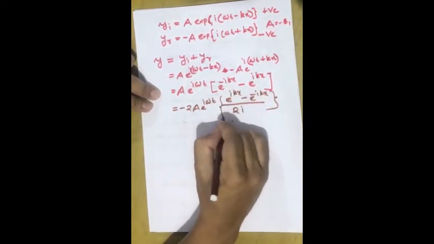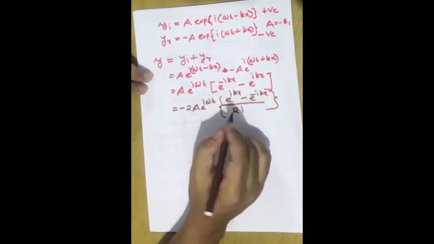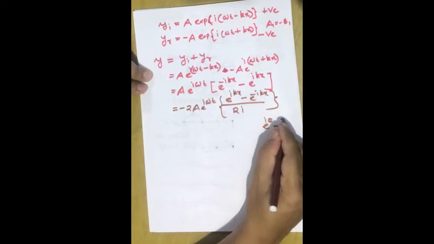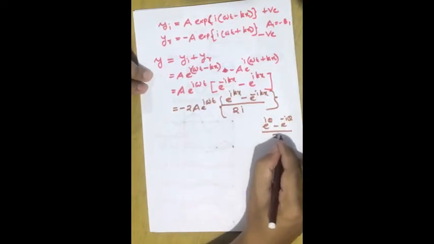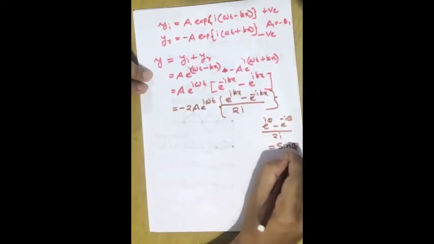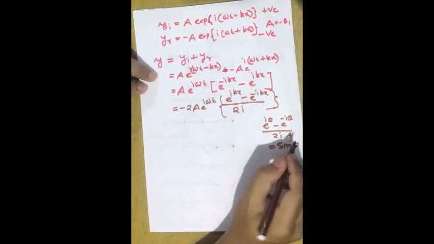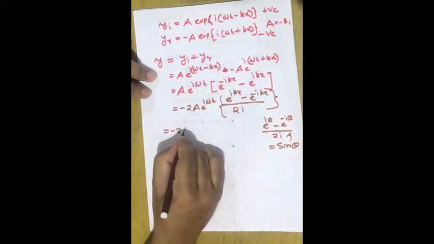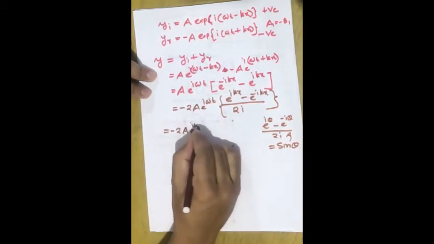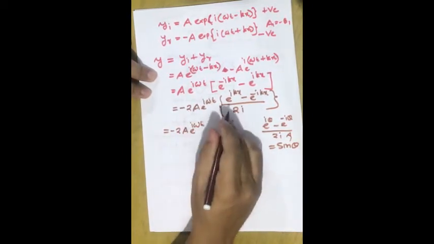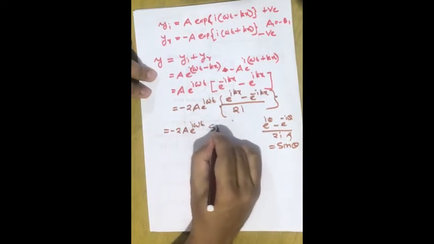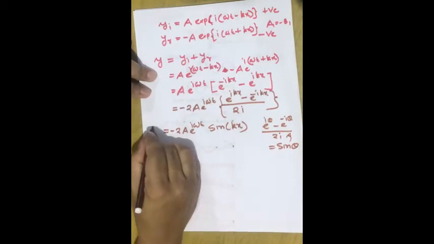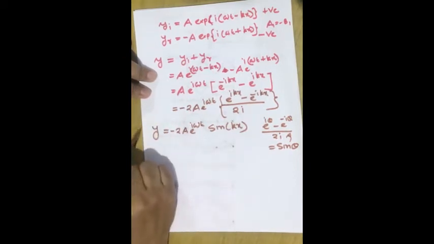Okay, so this term is nothing but the sine term, because if you remember, e^{iθ} minus e^{minus iθ} divided by 2i is nothing but sine θ, right? This you probably would have known from your mathematics class. So this will give us twice a e^{iωt} times sine kx. Okay, so this is the resultant amplitude of the standing wave.